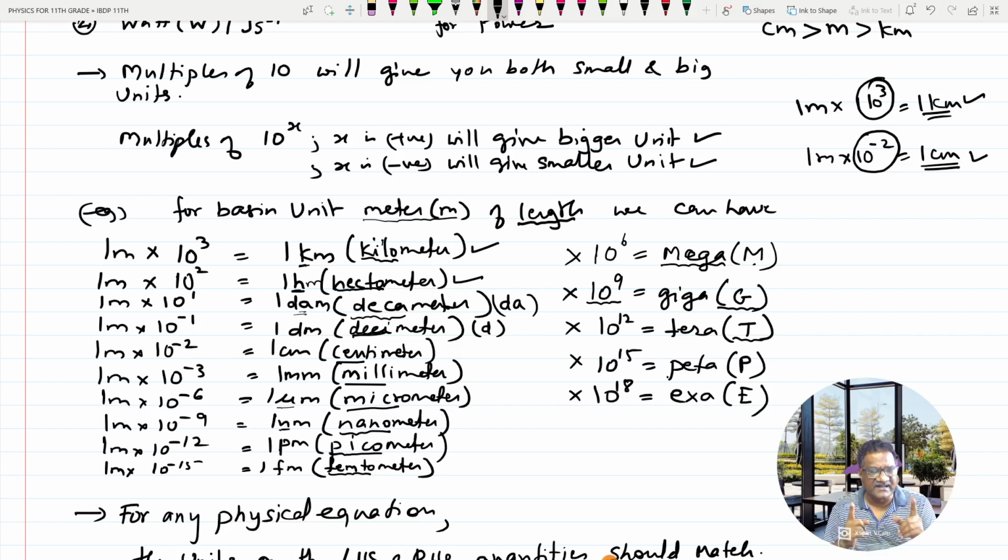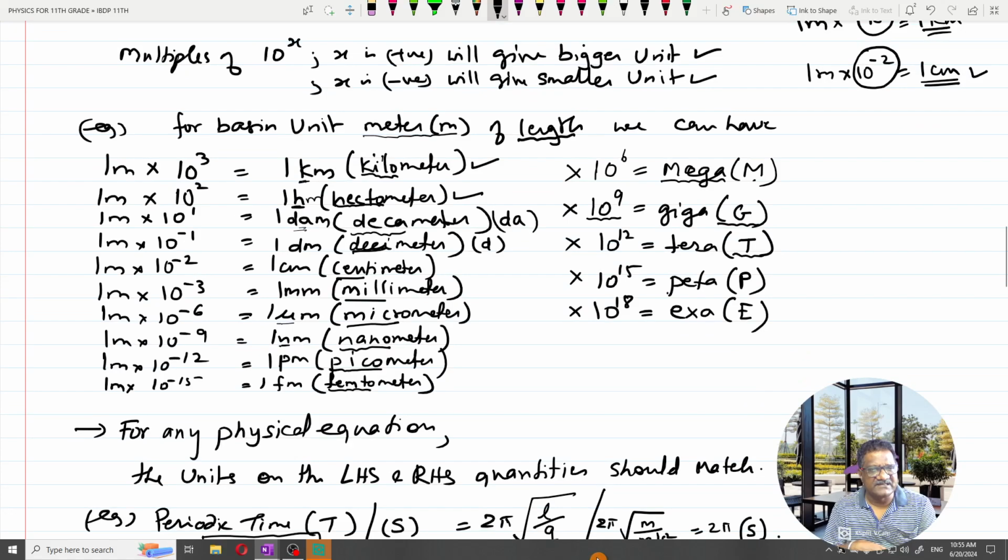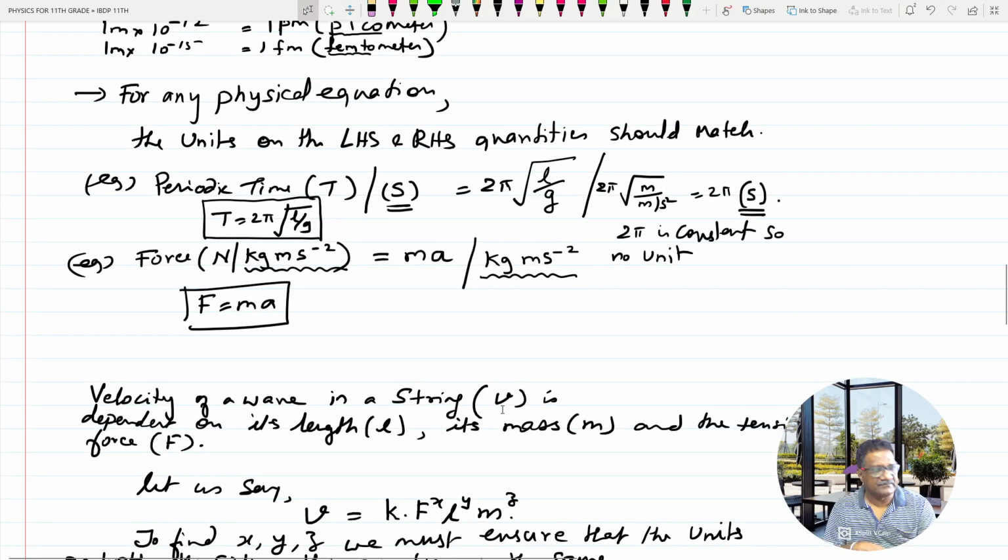Here I have given you an example of length as a physical quantity, and these are the bigger as well as the smaller units of length. Now, for any physical equation, the units on the left hand side and the right hand side quantities should match. For example, periodic time T is given by this formula: T is equal to 2 pi square root of L upon g. Now this L is the length of the pendulum, and g is the acceleration due to gravity.